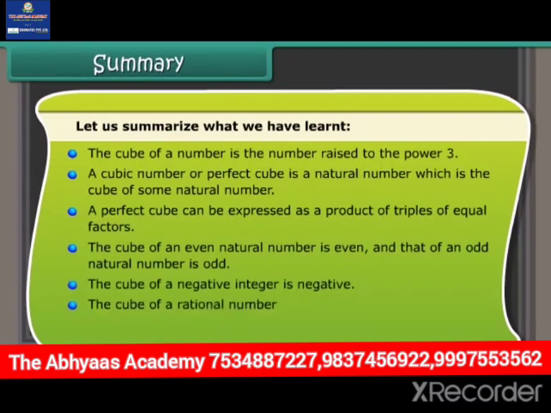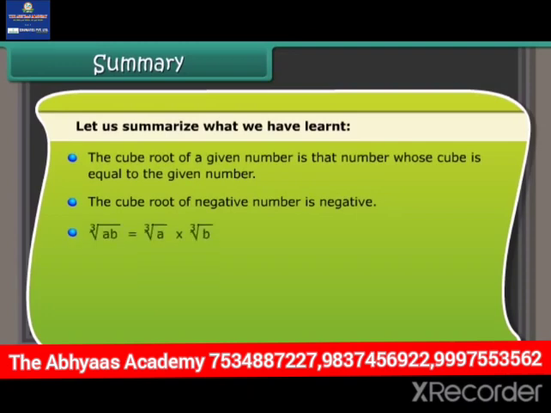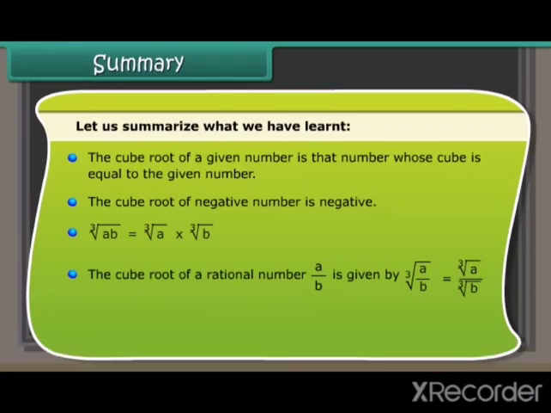The cube of a rational number a/b is (a/b)³, which is equal to a³/b³. The cube root of a given number is that number whose cube is equal to the given number. The cube root of a negative number is negative. The cube root of ab is equal to the cube root of a times the cube root of b. The cube root of a rational number a/b is given by the cube root of a upon the cube root of b.